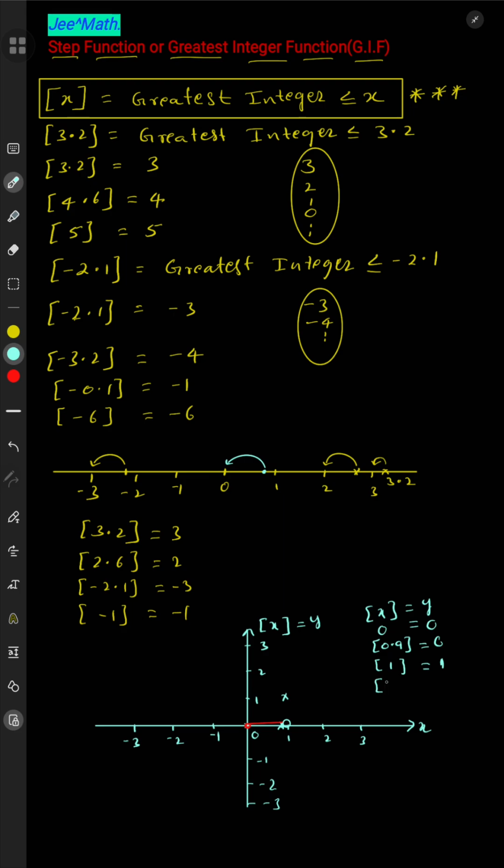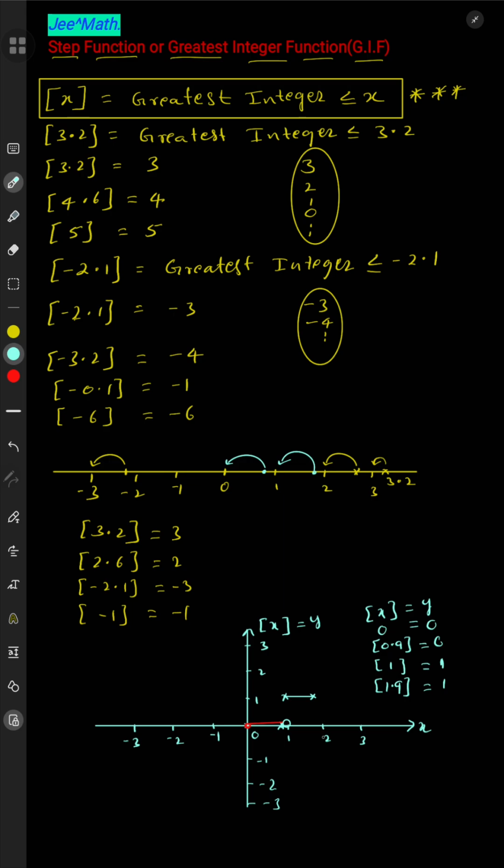Next, the step of 1.9. The step of 1.9 is what? The left side integer of 1.9 is 1. So the result will be 1. So when x is 1.9, y becomes 1. So 1.9 comma 1 is a point on the curve. The point is here. Joining them, we will have a graph like this.